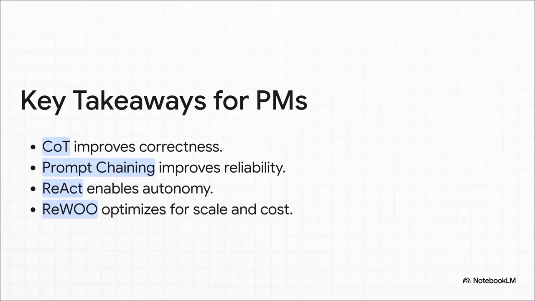So if you're a product manager, this is what you need to burn into your brain. You have to match the right technique to your product's goal. What are you building for? Is it correctness? Then you want chain of thought. Is it reliability? Go for prompt chaining. Autonomy? ReAct is your friend. And if it's all about scale and cost, you've got to look at ReWOO.